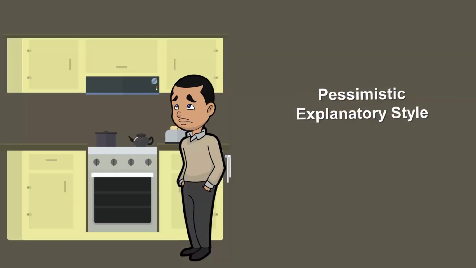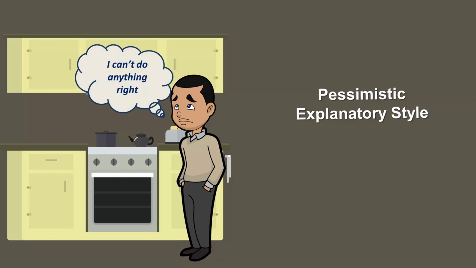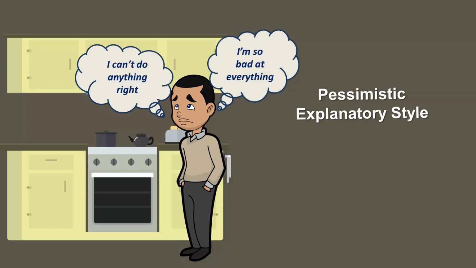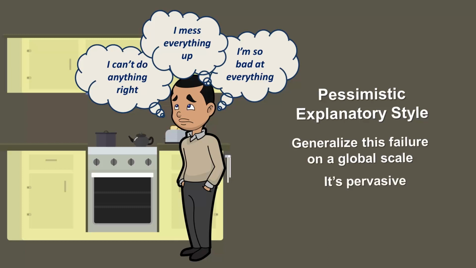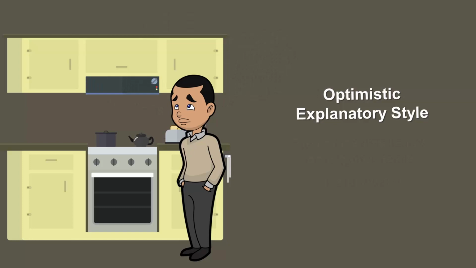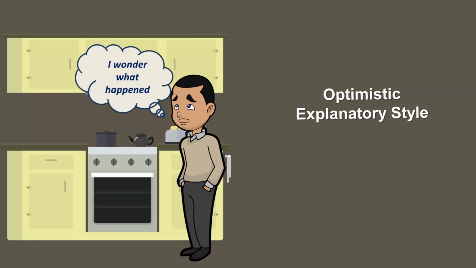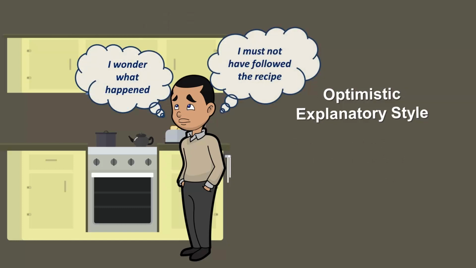So we make dinner and it tastes terrible, and we think, I can't do anything right. I'm so bad at everything. I mess everything up. We've generalized our inability to perform well in this one area of our lives to apply in all areas of our lives. We see ourselves as failures on a global scale. But with an optimistic explanatory style, we ruin dinner and we think, I wonder what happened. I must not have followed the recipe. So we see our failure as being specific to that one dinner.